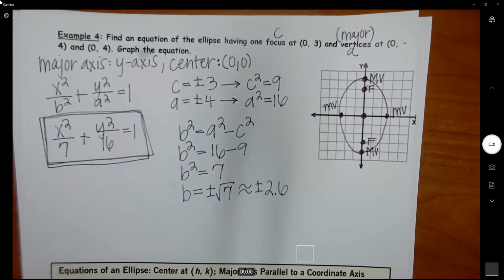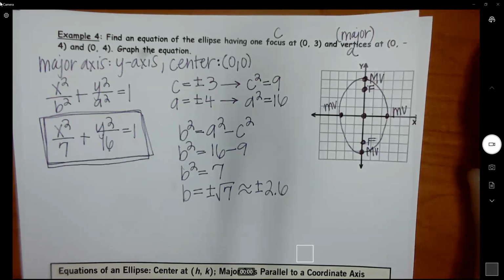Okay. So we now know how to graph ellipses when they are at the center with major axes along the X and Y. Next video, we're going to shift this from the center, but nothing really changes other than moving it.